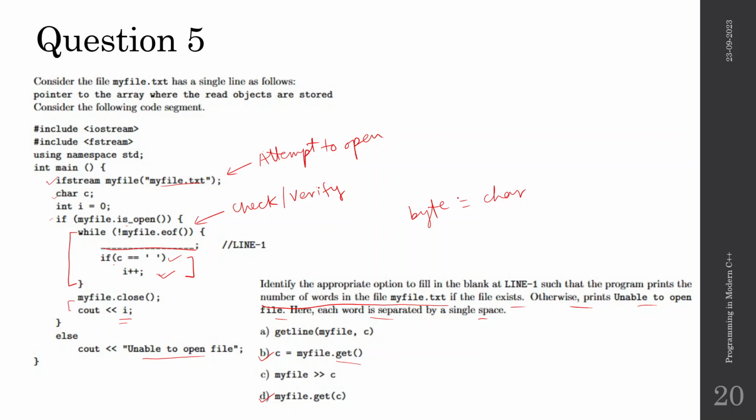And why will these two work? Because both of these are examples of unformatted IO. So they directly work on the byte stream. If it was formatted IO, then it would try to read the bytes and parse and interpret them in a human readable format.